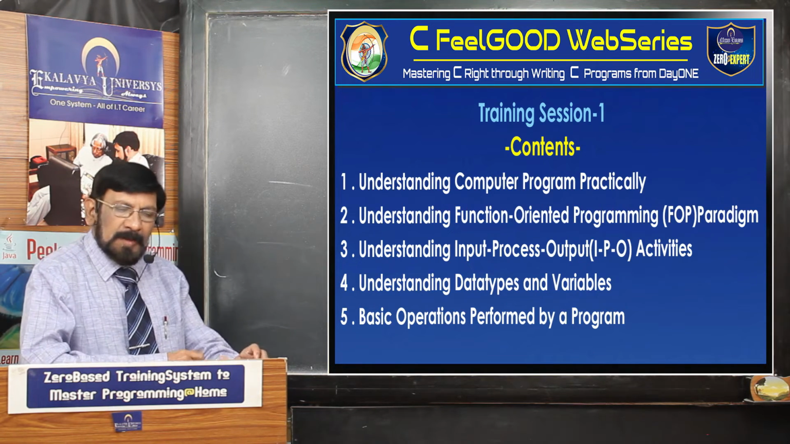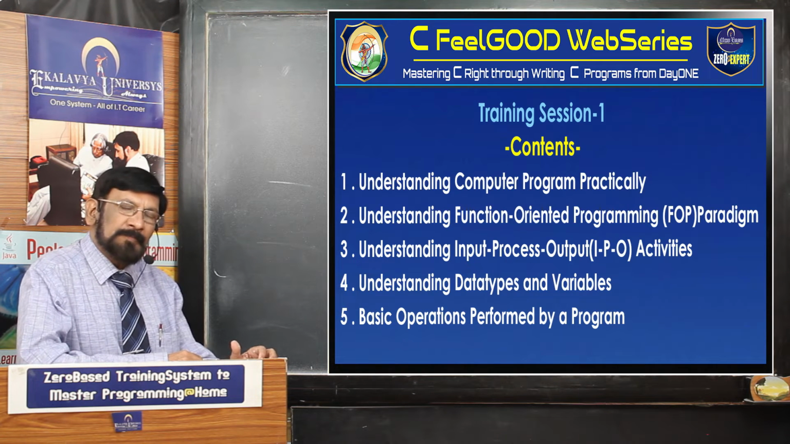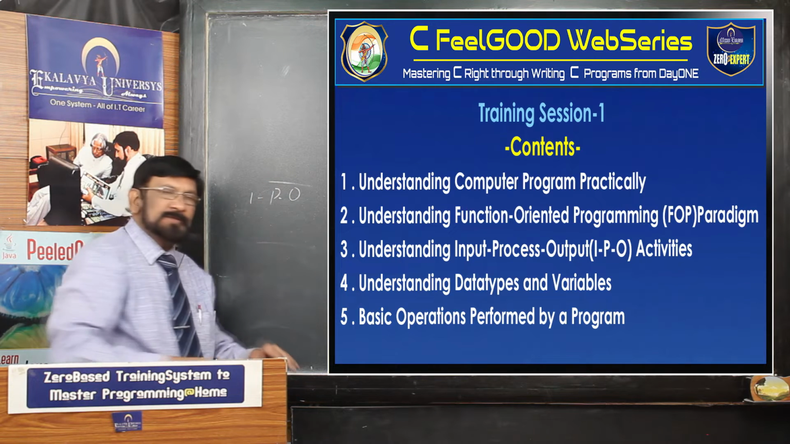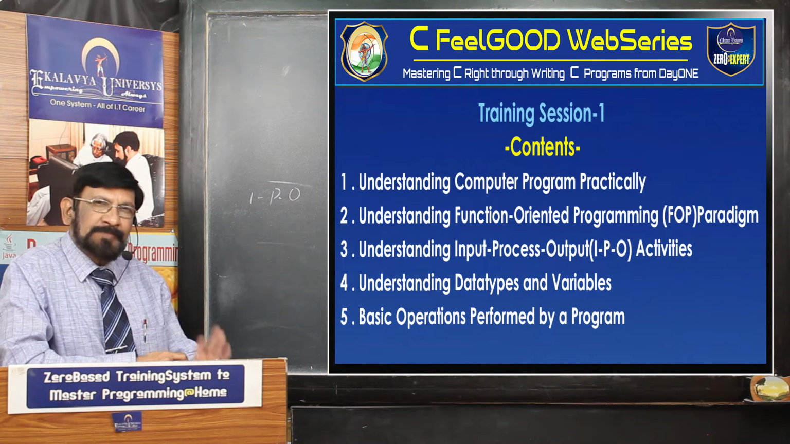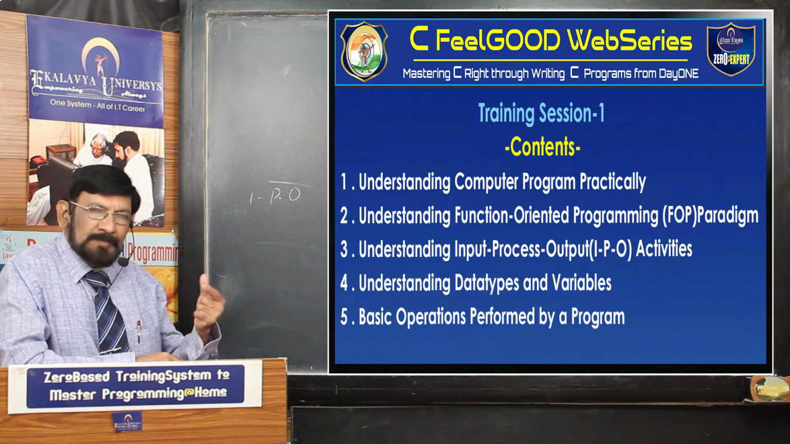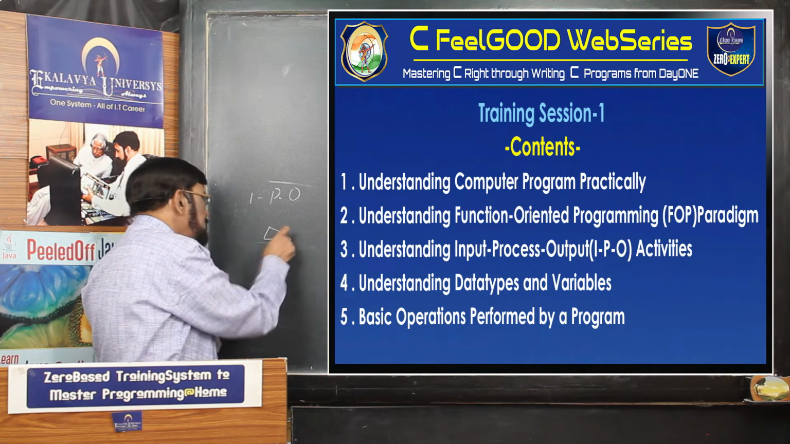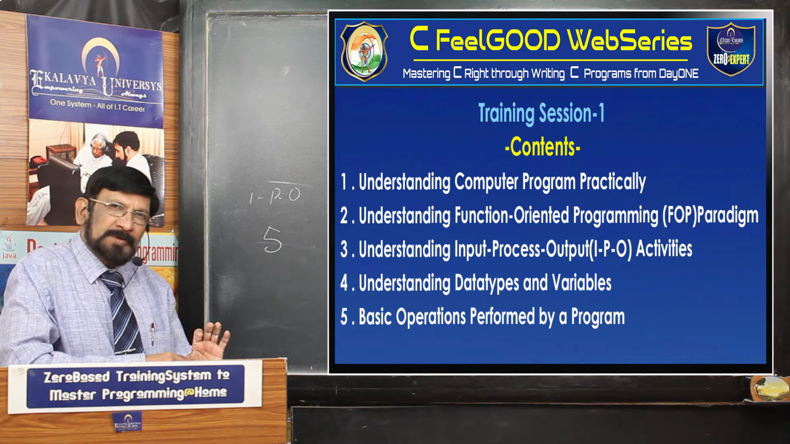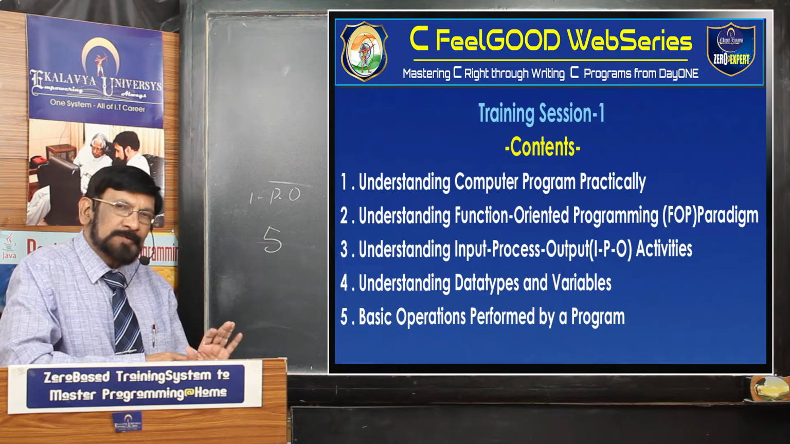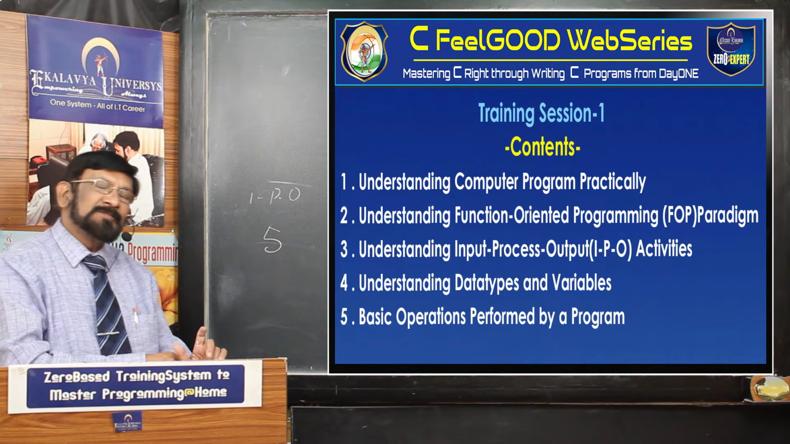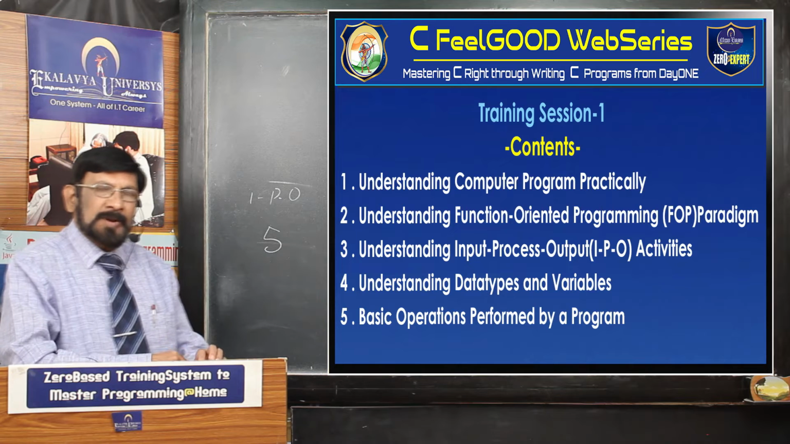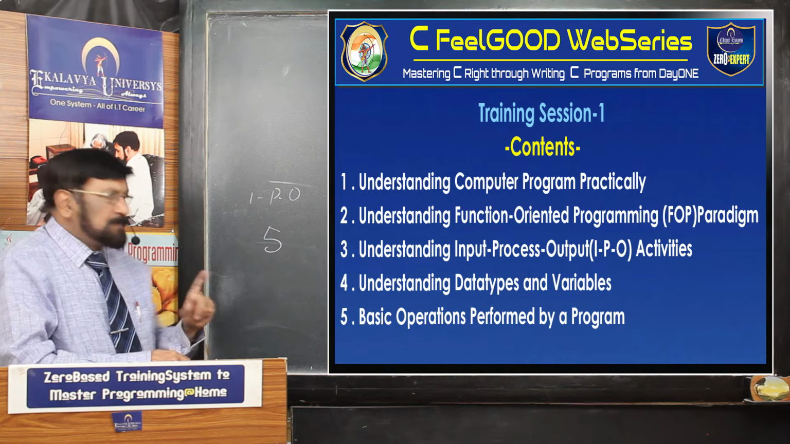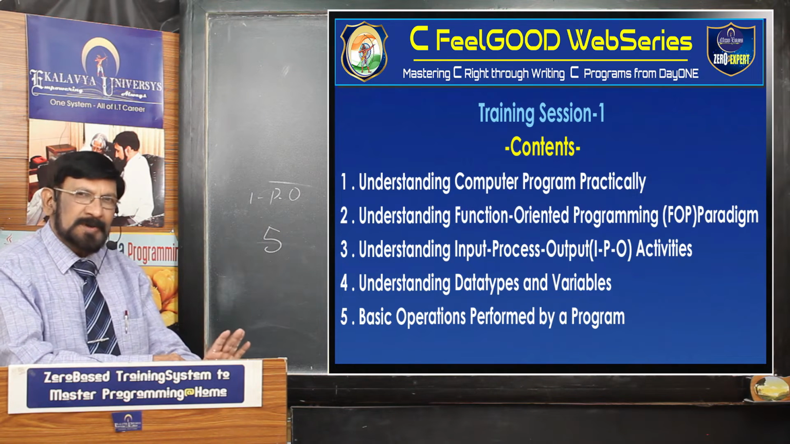The fifth one is basic operations performed by a program. Already I told you, a program performs three activities: input, process, and output. Technically, these can be divided into five operations. Those five basic operations of a program, I explained to you. And here, one thing you must remember: regardless of the programming language, you write statements. A statement means one instruction. Every statement performs one of these five operations. That you have to understand.